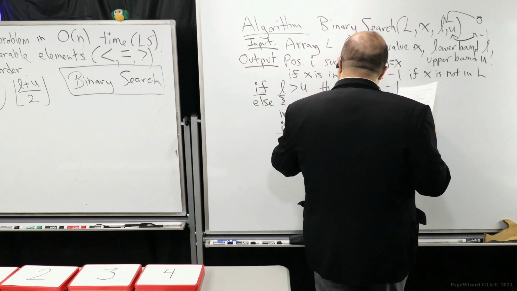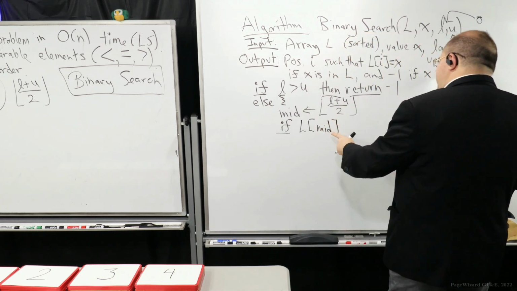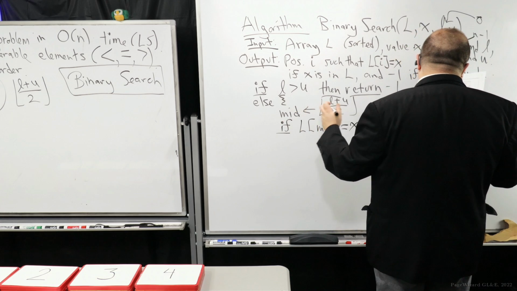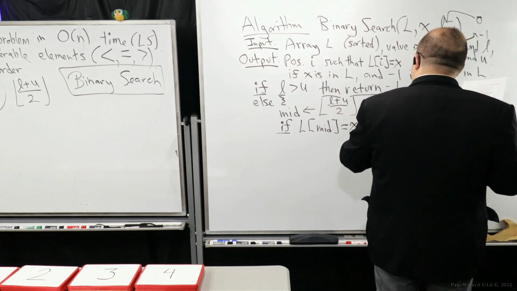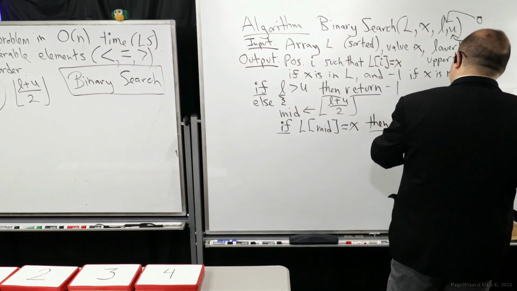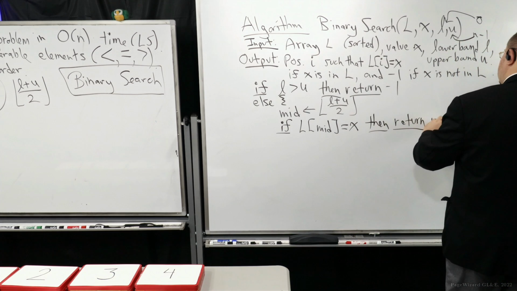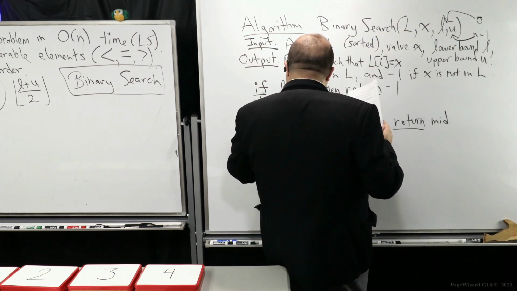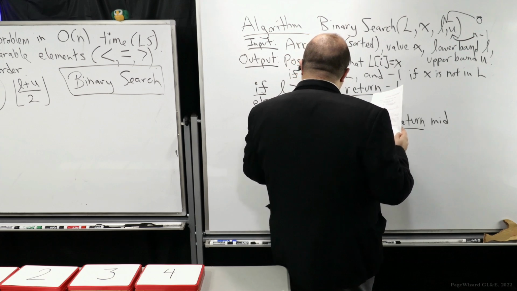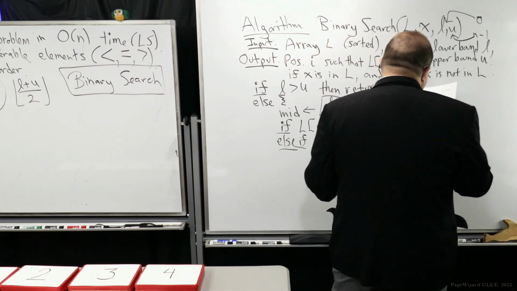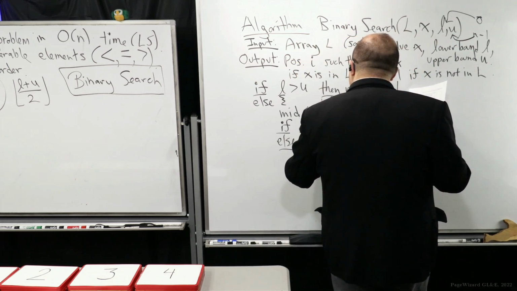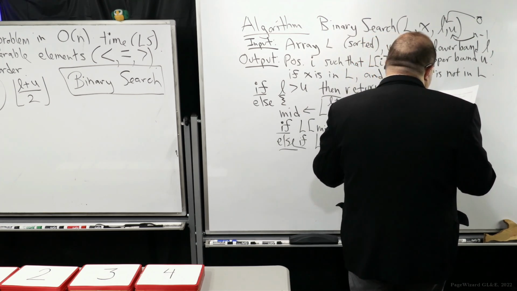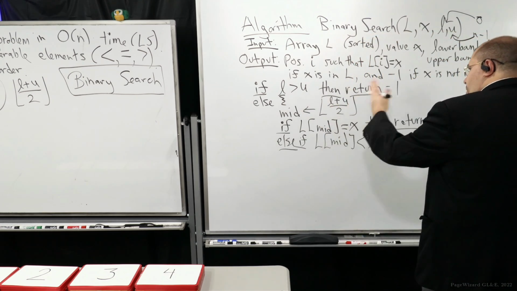If L sub mid, so we're checking position mid in L, and we see if that's equal to X, I check in that box. If it is the case, then I found it. Otherwise, we have to examine either the left half or the right half. First, let's examine when L sub mid, our guess currently, is less than the current one, meaning that we have to go to the right half.